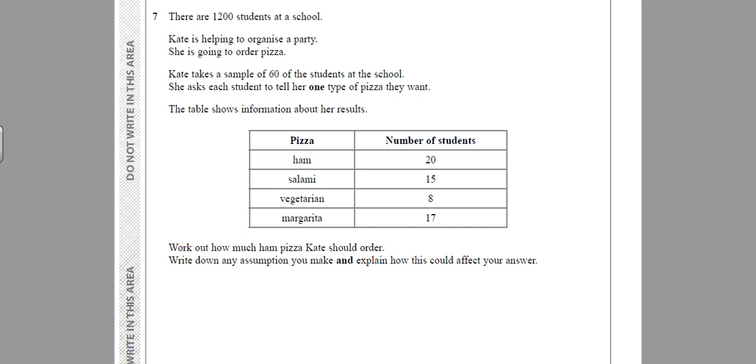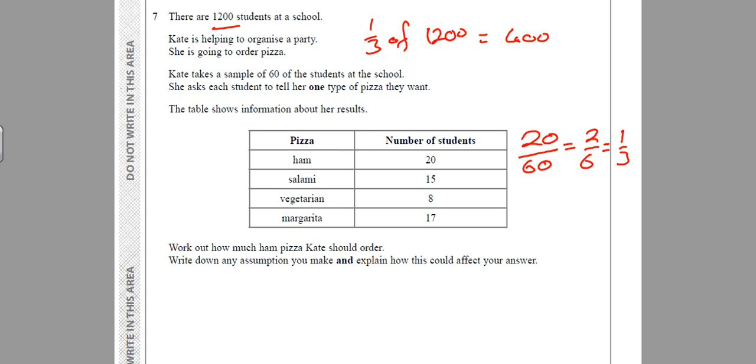So from her sample, 20 out of this 60 people want a ham pizza. But I want to know how many to order for 1,200. So can we make 20 out of 60 the same as something out of 1,200? There's a few ways of doing it. We could cancel the fraction down, 2 to 6, which is 1 to 3. So a third of the people want ham pizza. So 1/3 of 1,200 equals 400. Alternatively, what we could have done is 20 out of 60, write that, so it is something out of 1,200.